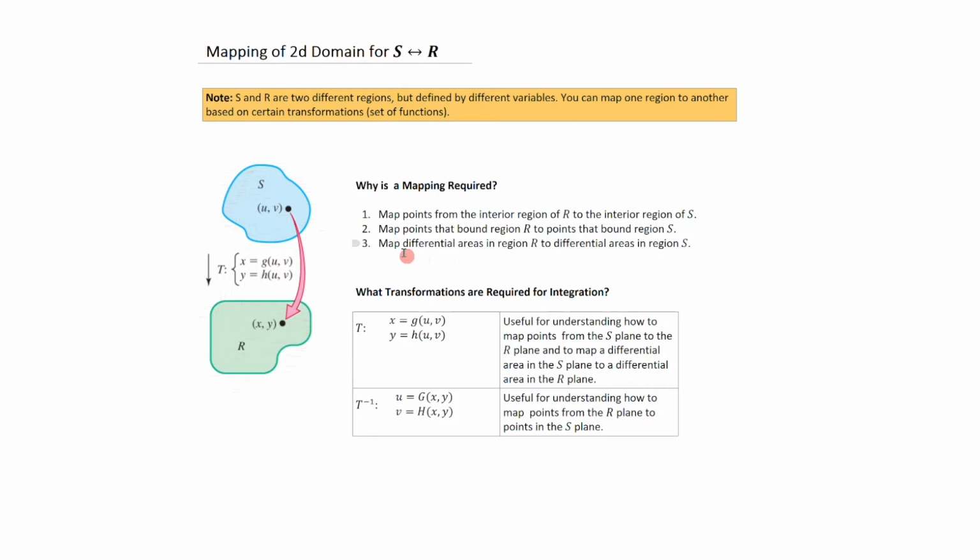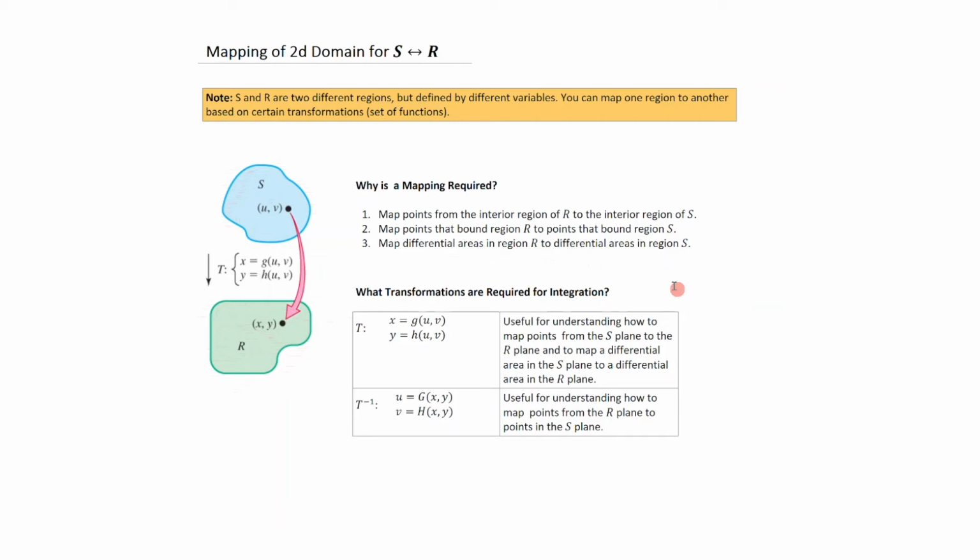And thirdly is to map differential areas in region R to differential areas in region S. So the shape of the differential area here relative to the shape of the differential area here are not necessarily the same. And so what does that mapping look like between the differential areas?